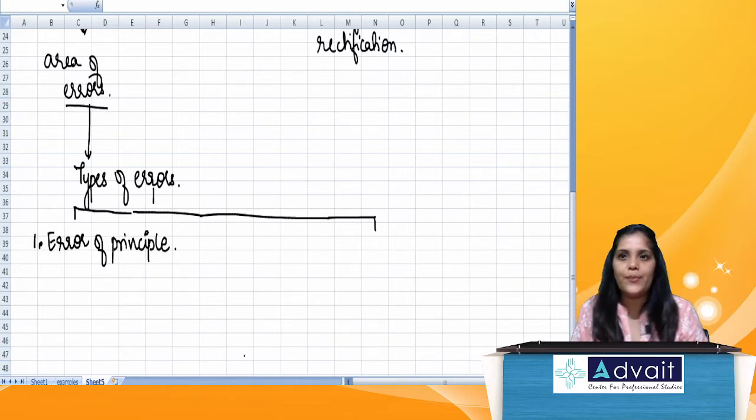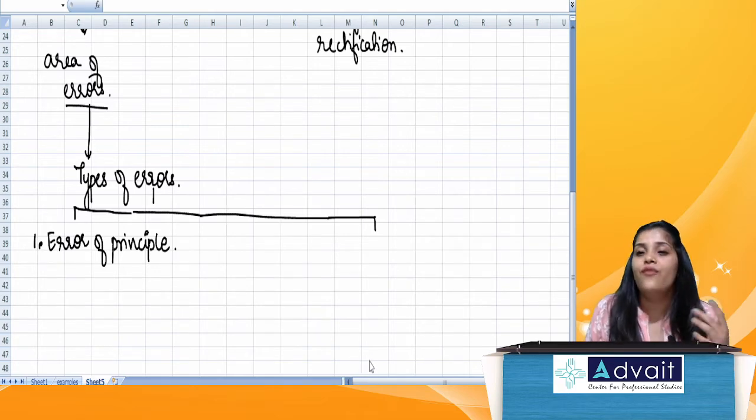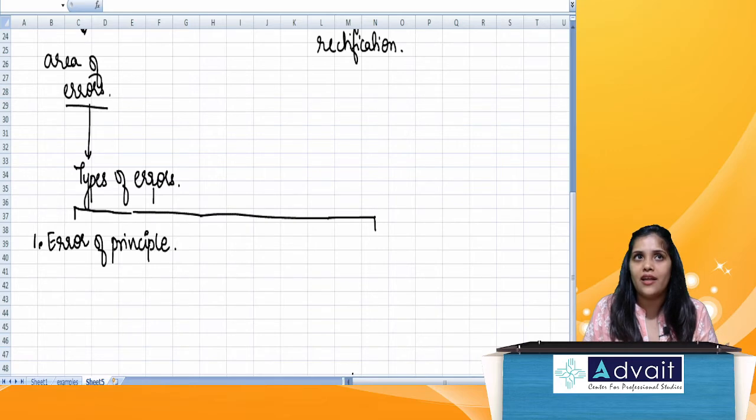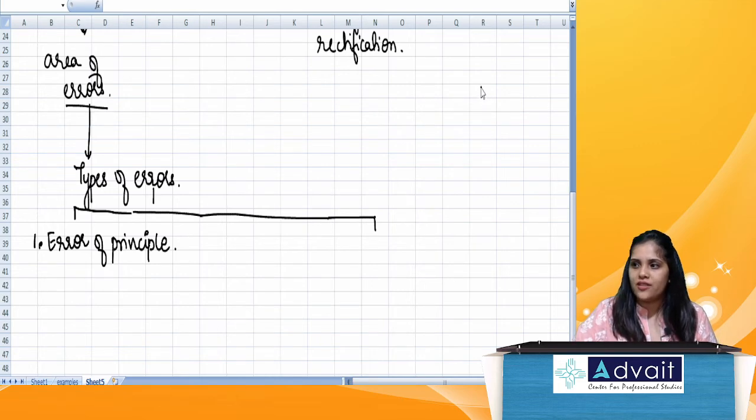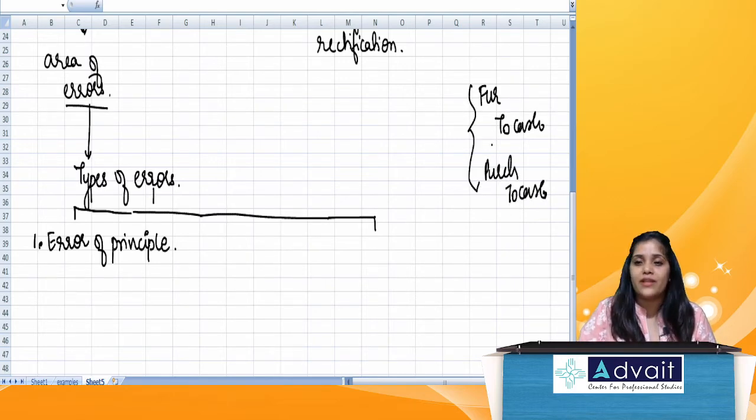Ma'am, can you give us one example? Yes. Purchase of furniture. When you purchase a furniture, what is the journal entry? Furniture account debit to cash. Error of principle means a capital item is treated as a revenue. When you purchase a furniture, furniture is an asset. So furniture account debit to cash account or bank account, whatever. But what did we do? Purchase account debit to cash. So when you purchase a furniture, it should be furniture to cash. But what have we done? Purchases to cash. So this is called as error of principle.